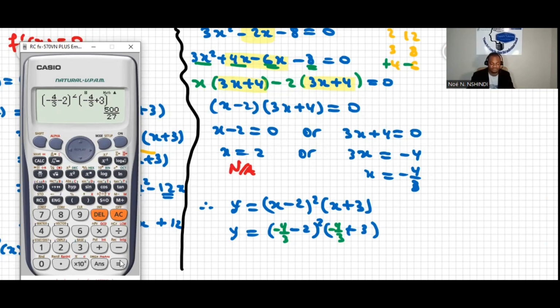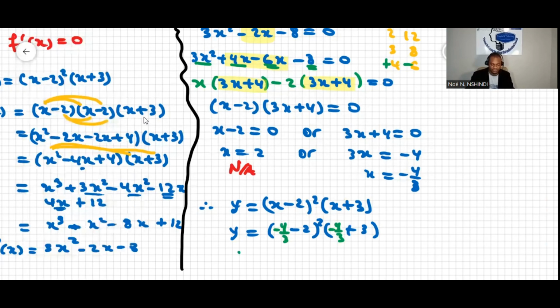When we press equal, we have 500 over 27. If you press SD, this is 18.518 recurring. To the second decimal place, it can just be 18.52. So y will be equal to 18.52. Therefore, the point C is negative 4 over 3 and 18.52.